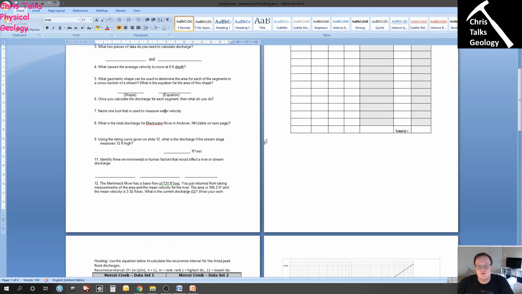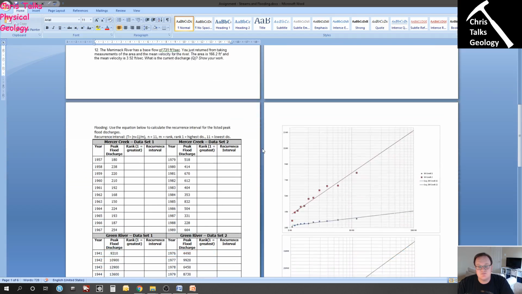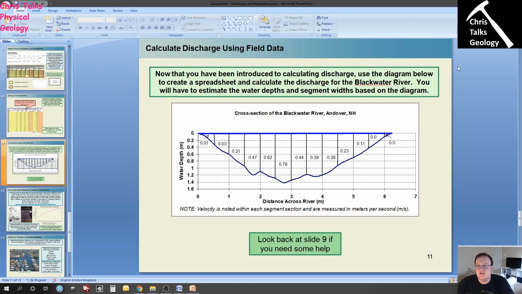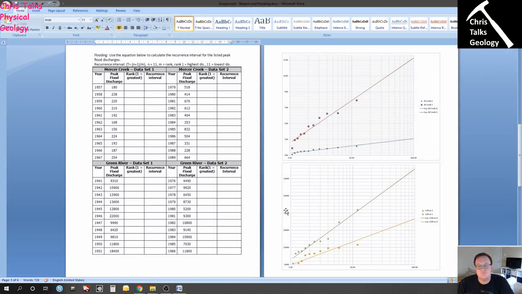So what's on the next pages? Well, the next pages, page 3, is to do with recurrence intervals. So now we're on to flooding. So essentially, once you've done pages 1 and 2, this presentation is no longer required. So on to page 3.